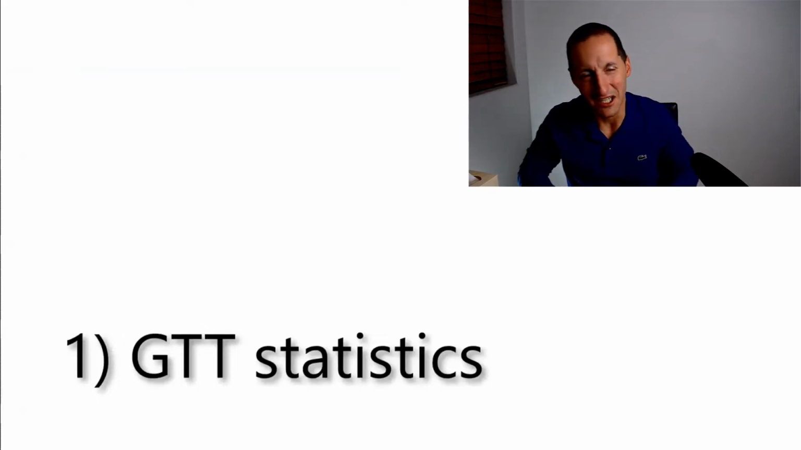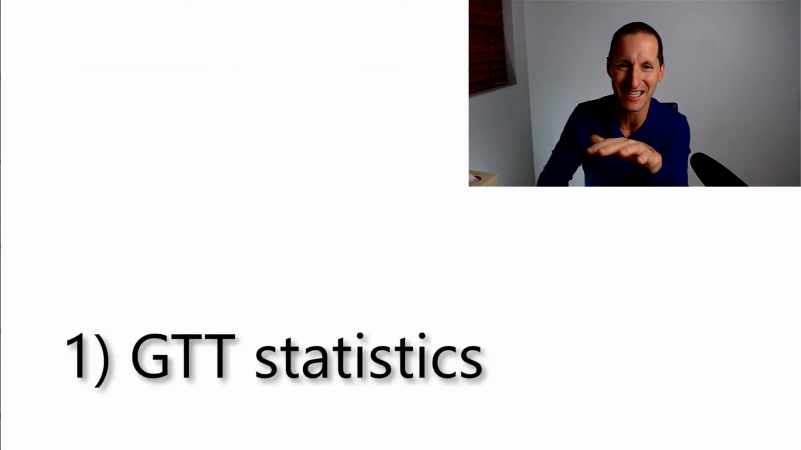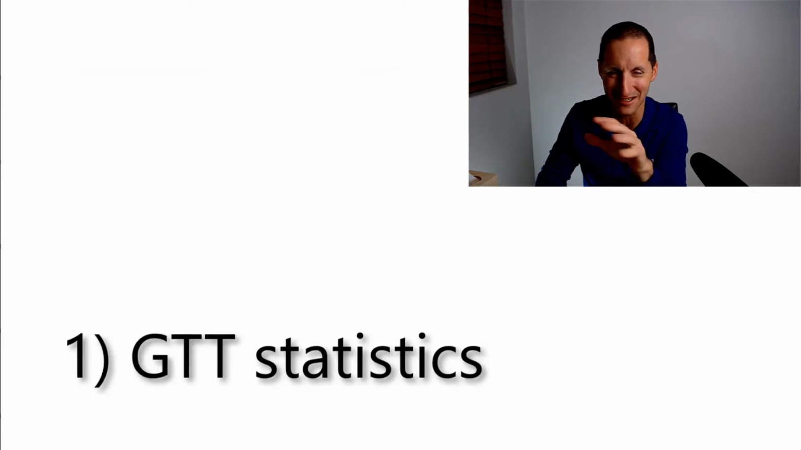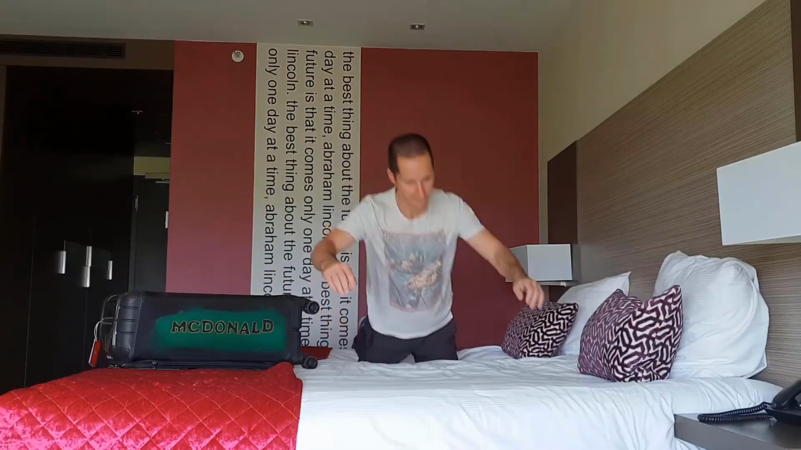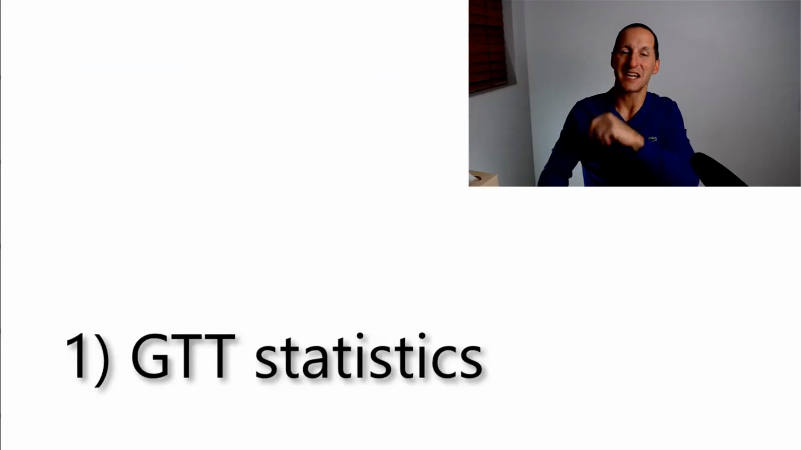So let's start with GTT, global. I won't even say GTT because I'll keep stuffing that up. Let's start with global temporary table statistics.